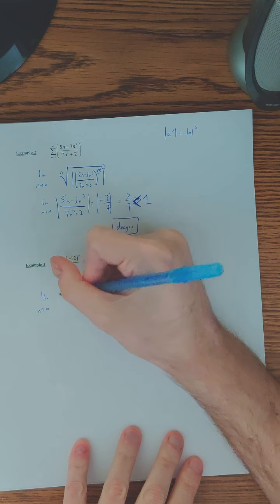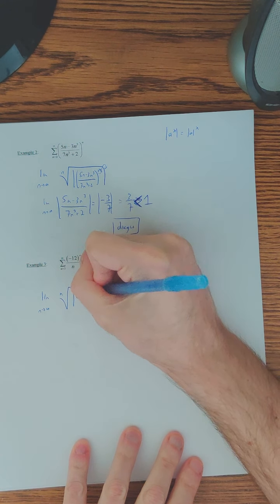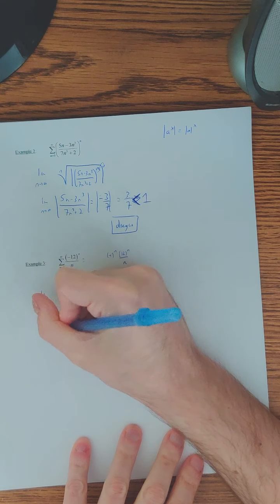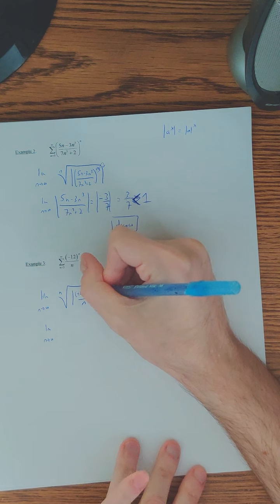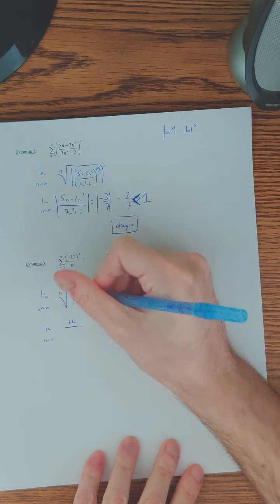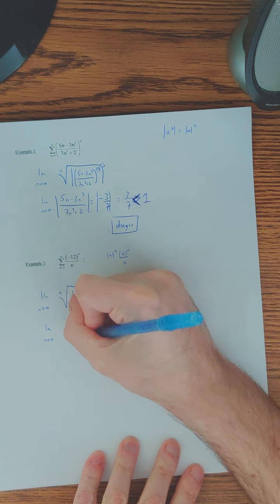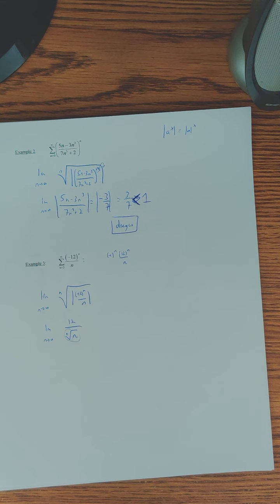So this would be the nth root of the absolute value of negative 12 to the n over n. That's the limit as n approaches infinity of, the absolute value of negative 12 would be 12, and the nth root of 12 to the n would just be 12. And then this would be the nth root of n. And this is interesting. What is the limit as n goes to infinity of the nth root of n?